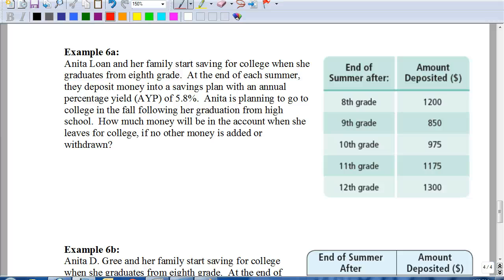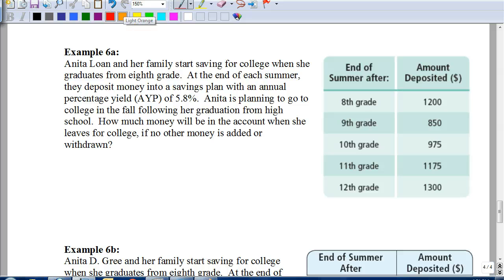So it says at the end of summer after 8th grade. So in other words, right before going into 9th grade, they deposit $1,200 into her account. At the end of the summer after her 9th grade year, so in other words, right before going into 10th grade, they deposit $850 in her account. And so on, all the way up to right before she leaves for college, they give her $1,300. That $1,300 doesn't really sit in her savings account to earn any interest. It's just one last dollar amount that she gets.